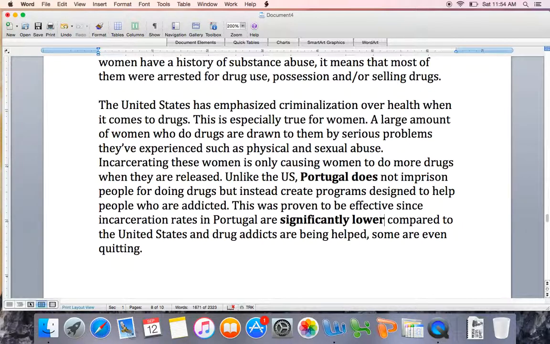Some are even quitting. Great. So this is looking at the way in which criminalization can really cause women to become victims in two ways.